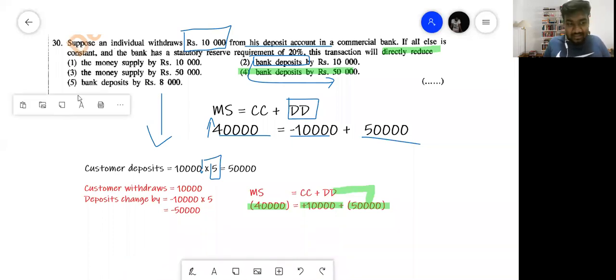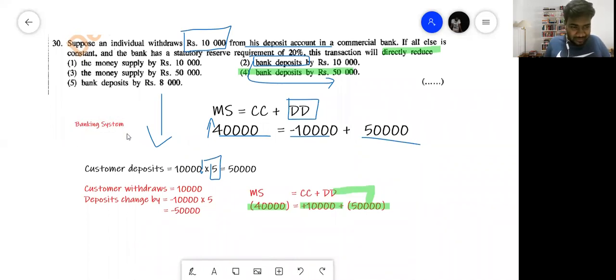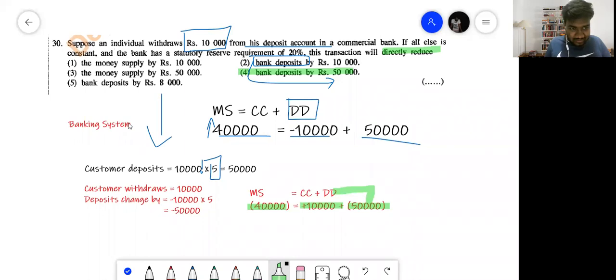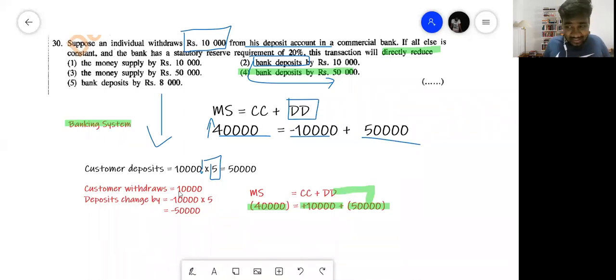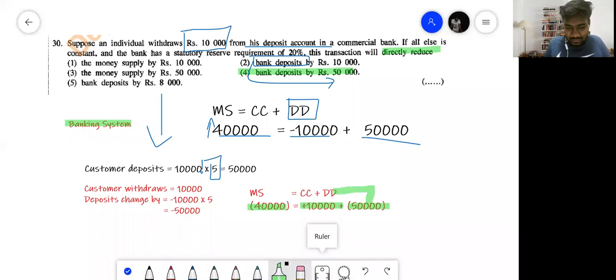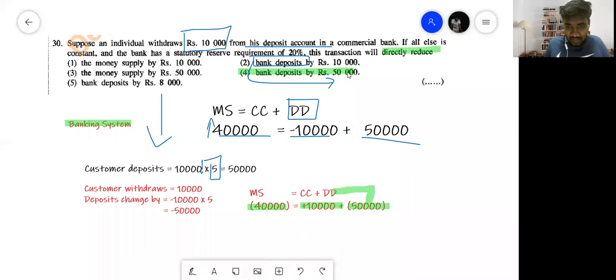A customer putting money, a customer taking money. Okay, banking system. I thought this was a banking system question, but apparently it's not. And the question is not that clear whether it's a banking system or a single bank. If it's a banking system, what I explained is perfectly correct. But for this question, they're not very sure. They're saying we reduced bank deposits by 10,000. So we'll make an additional assumption that this question is talking about a single bank. With a single bank, if a customer withdraws 10,000, then obviously bank deposits will fall by 10,000. So I'll remove this answer, and we'll go with answer number 2.